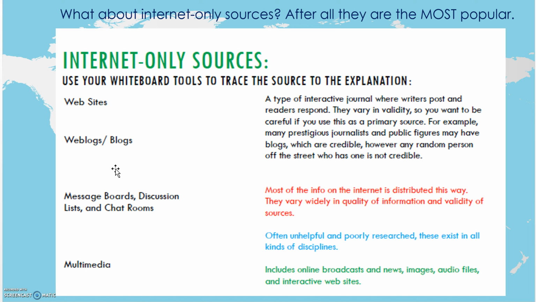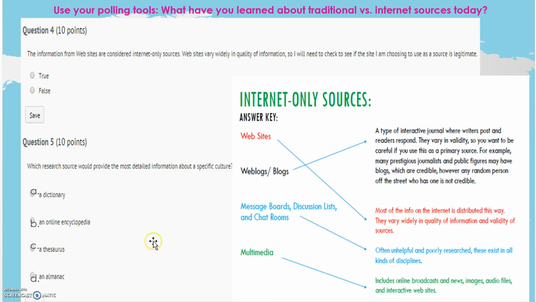Those are usually ways that people have created information that they're writing about. It's often real time. Message boards, discussion boards, lists, and chat rooms, those are also real-time sources. Interestingly enough, we have the word multimedia here again. Multimedia here as a web source means that it was originated on the web. It never went anywhere else. It never existed anywhere else. So you have online broadcast, news, images, and audio files.